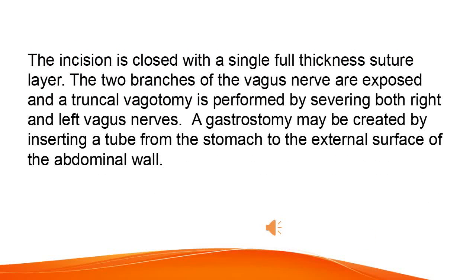The incision is closed with a single full-thickness suture layer. The two branches of the vagus nerve are exposed and a truncal vagotomy is performed by severing both right and left vagus nerves. A gastrostomy may be created by inserting a tube from the stomach to the external surface of the abdominal wall.